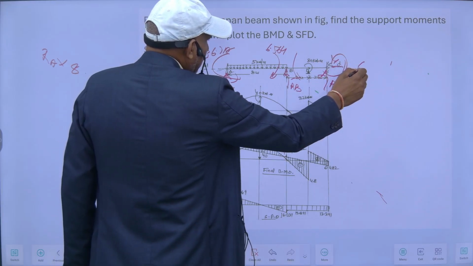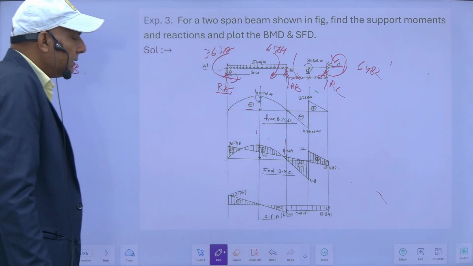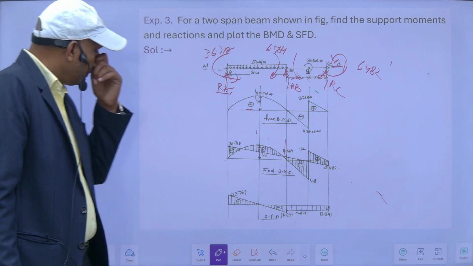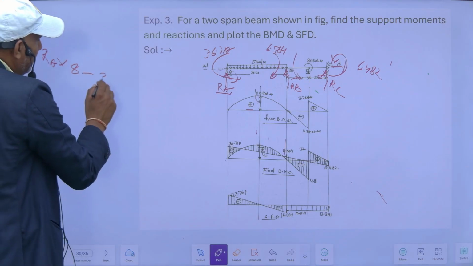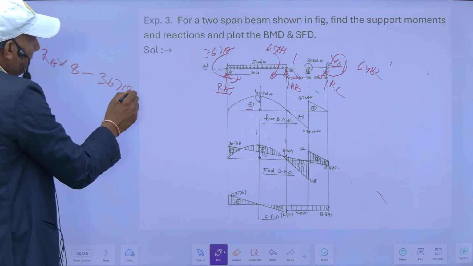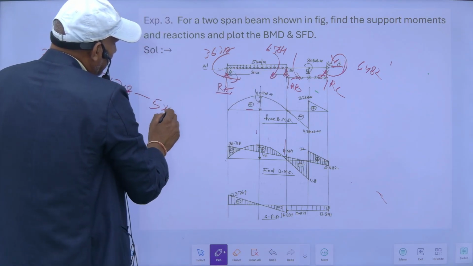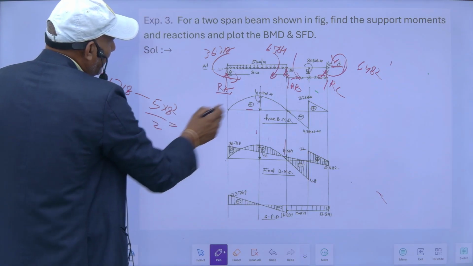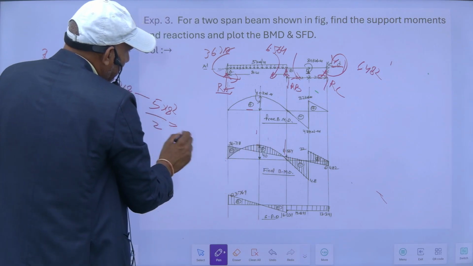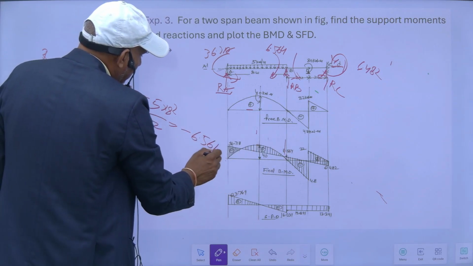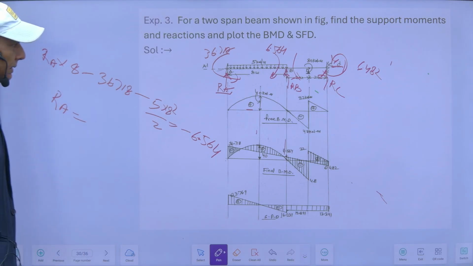This is 6.482. This plus is sagging, minus is hogging. So RA into 8 minus 36.718 minus this 5 into 8 square by 2, I will get moment at B. MB is equal to minus 6.564. So RA I will get.